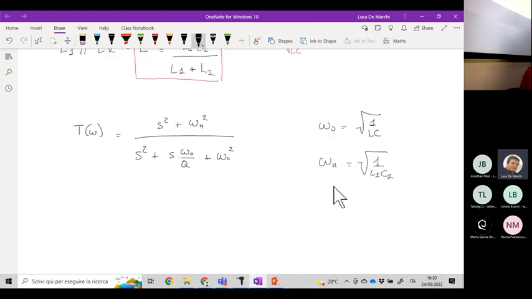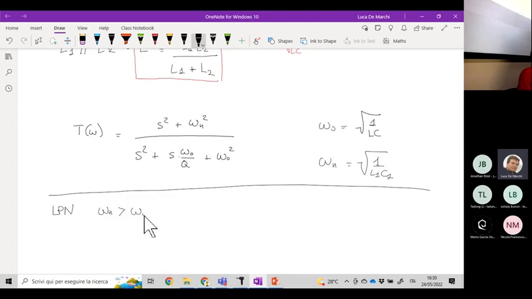So how can we implement a low pass notch? A low pass notch is related to the case in which omega n is larger with respect to omega null. So the distance of the zeros from the origin is larger with respect to the distance between the poles and the origin of the complex plane. So how can we achieve that?